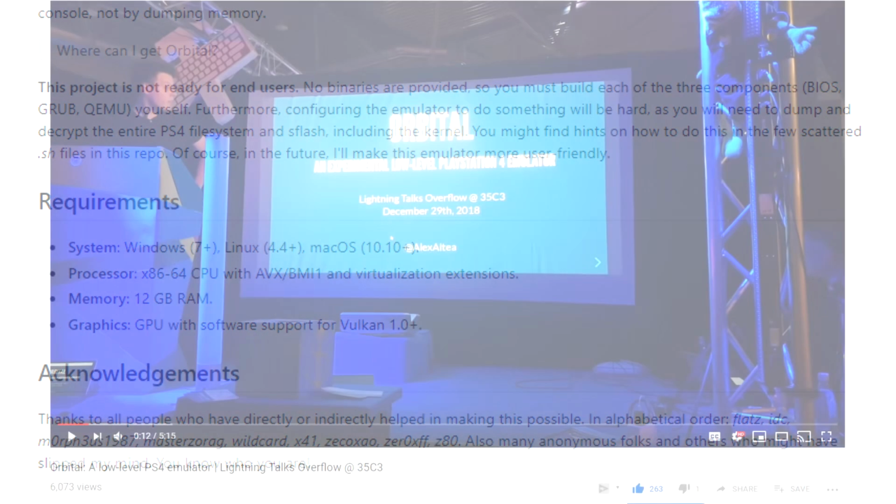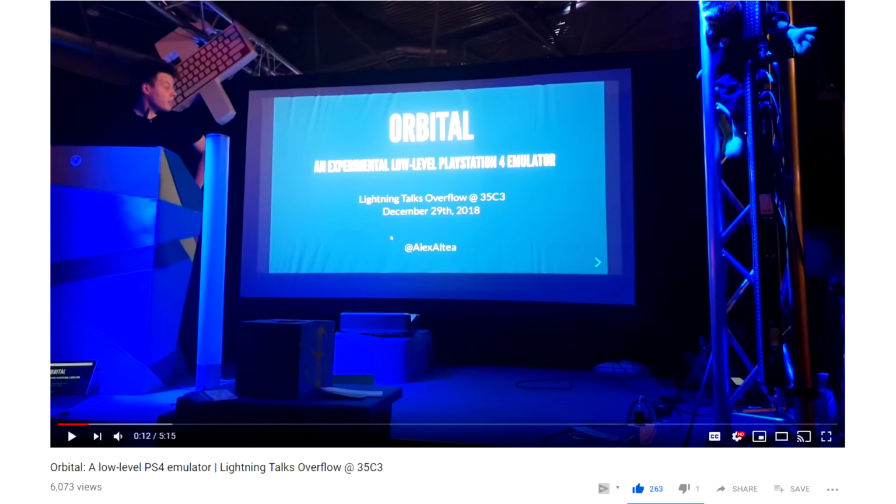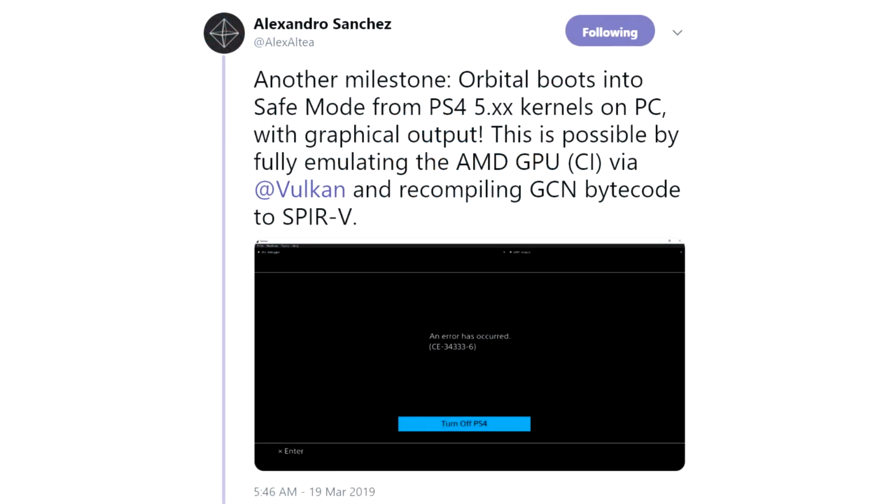There will also be a video linked below of a talk by AlexAltea, the head developer of this emulator, which is interesting to see. This is more if you like the technical terms, so if you're interested, make sure to check it out. So I hope you enjoyed this quick update on Orbital and the graphical output.